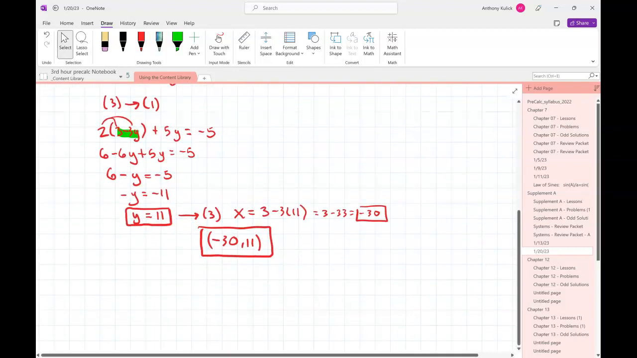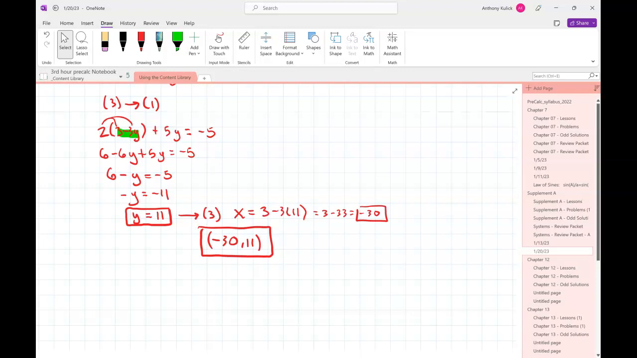Now, quick question. So this is an example where I get exactly one solution, right? What are the other two possible outcomes I can have? Infinitely many, yeah, and then no solution, right?